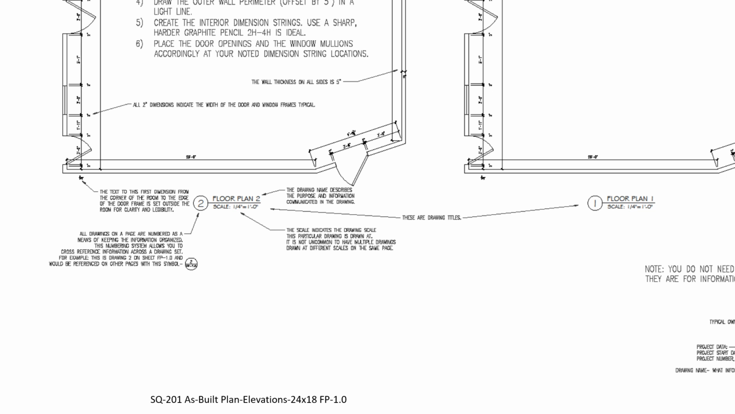And then above and to the right of where it says Floor Plan 2, it says this is the drawing name, and it describes the purpose and information communicated in this particular drawing above where this drawing title lives. Also note that up here there's another leader that says all 2-inch dimensions indicate the width of the door and window frames throughout the space.